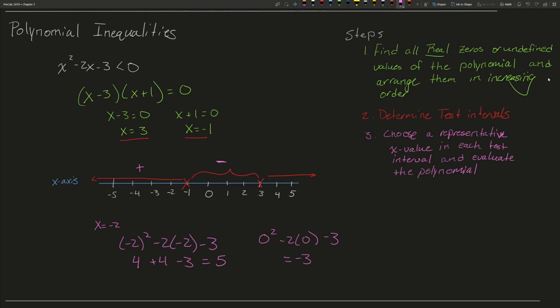Then we choose something to the right of 3. So let's choose 4. When we do that, we get 4 squared minus 2 times 4 minus 3, which simplifies to 16 minus 8 minus 3, which again is equal to 5. This value tells us that everything to the right of 3 will always be positive. So our final answer, because we're looking for x squared minus 2x minus 3 is less than 0, is everything in this interval. So our answer will look like -1 to 3.